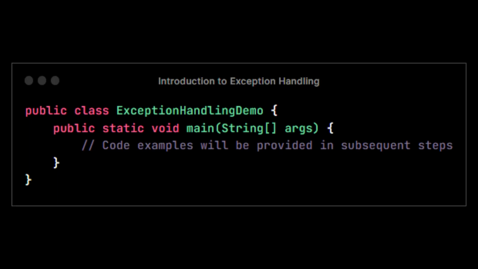Introduction to exception handling. Exception handling is an important concept in Java that allows you to handle and manage errors or exceptional conditions that may occur during program execution. In this tutorial, we'll explore how to handle exceptions effectively.